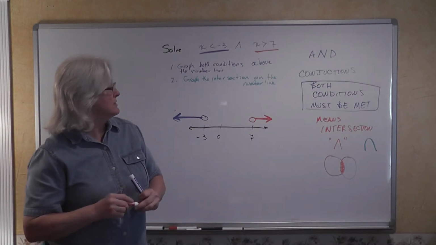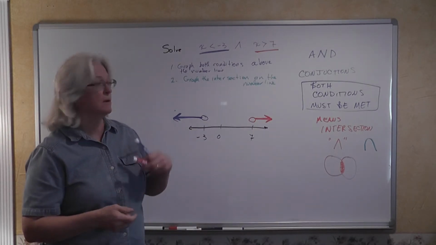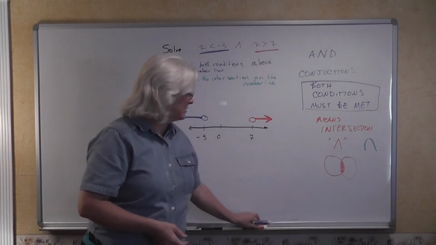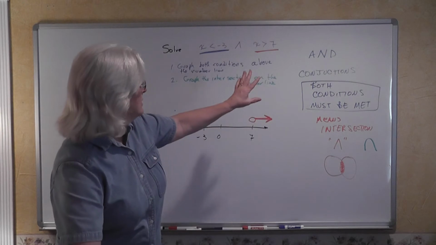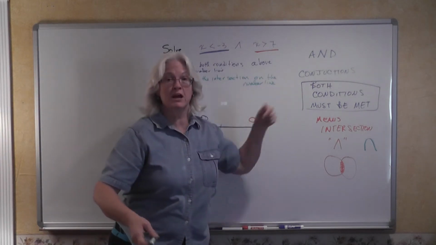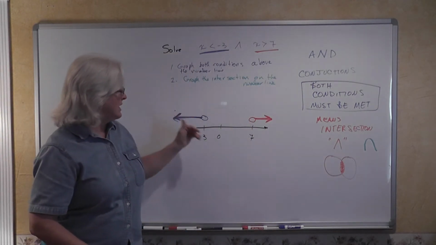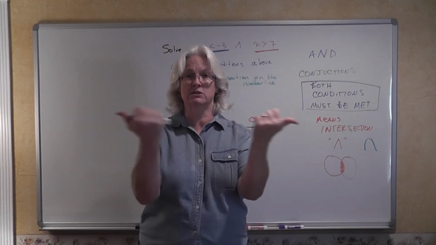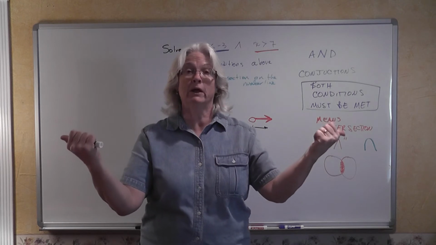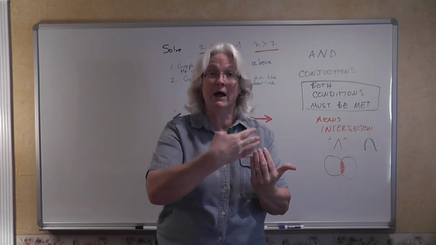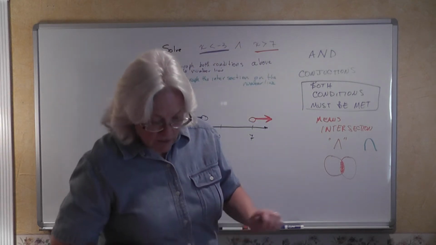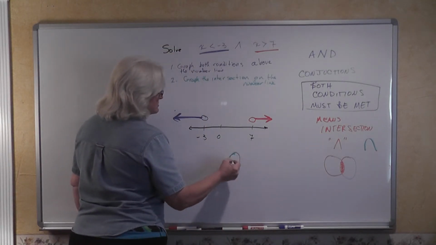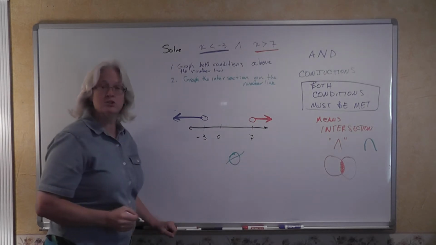And now this is looking really weird. What is our requirement for a conjunction? Conjunctions, both conditions have to be met. So if I have arrows going in opposite directions, is there any place in this space here in the middle where there's an area of overlap? No, there is no area of overlap, so there is no solution. Or the solution is the empty set.